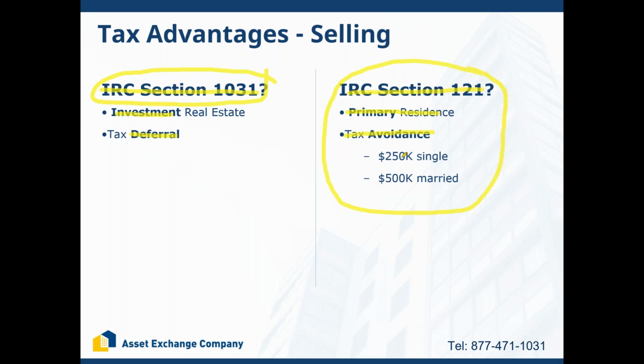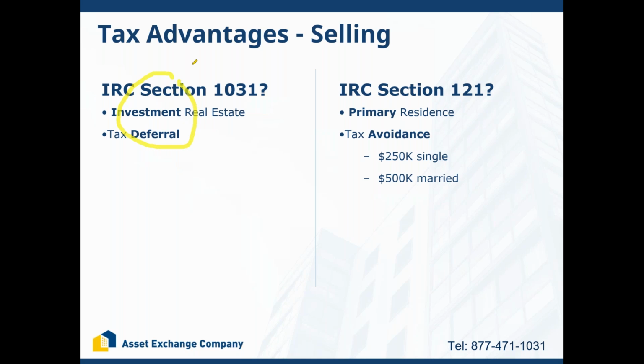Now, the tax avoidance is somewhat limited, okay? If you're single, you can only avoid taxes on the first $250,000 of gain. And if you're married, you can avoid taxes on the first $500,000 of gain. Now, these are the two tax laws that are available when you sell real estate. Okay, you either have your 1031 exchange for your investment property, or you have your homeowner's exemption for your primary residence. Please note, there is no tax law on this screen for your second home.